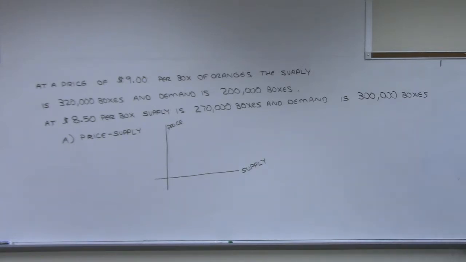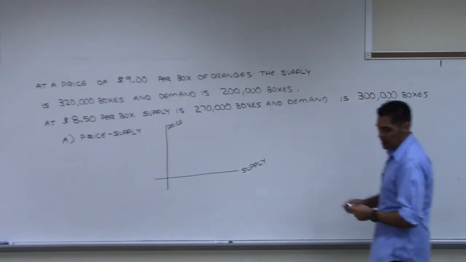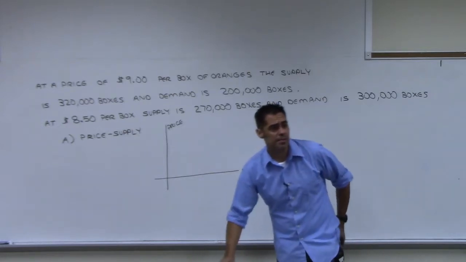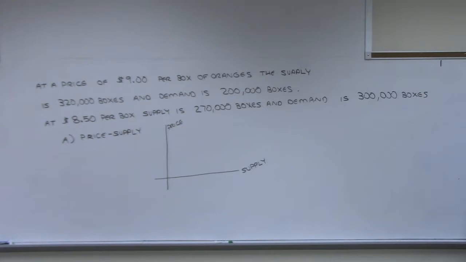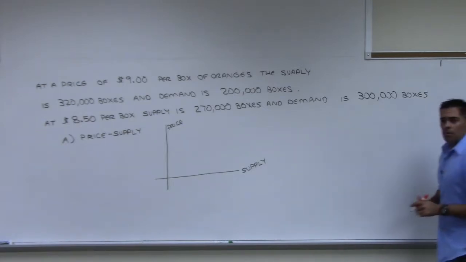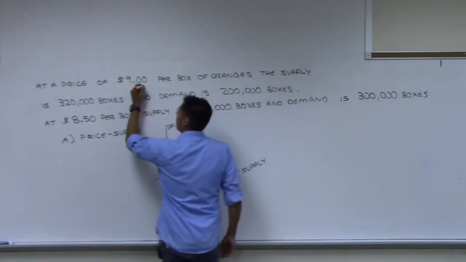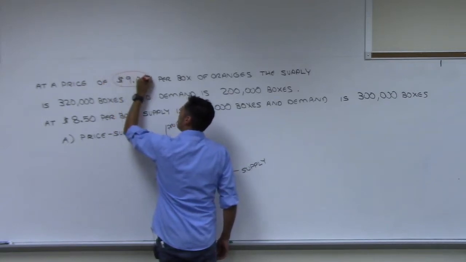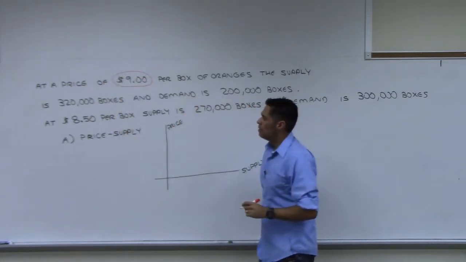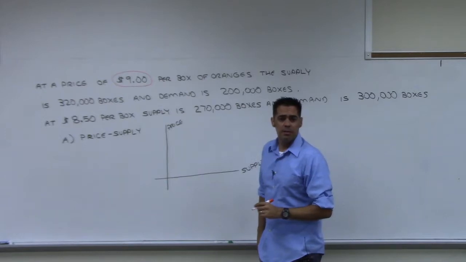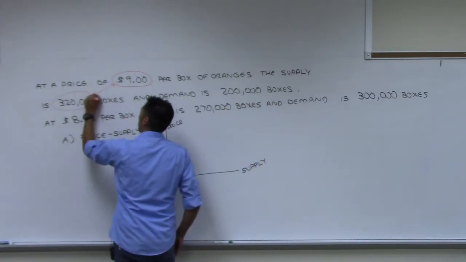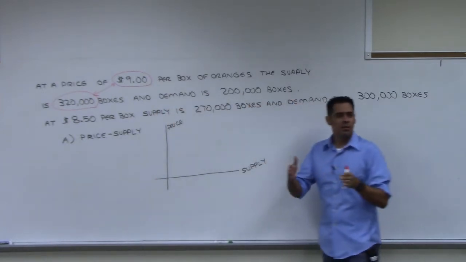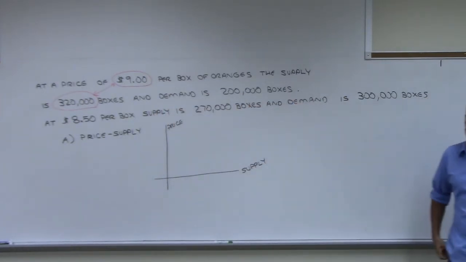So let's talk about price and supply. Is there anything you can tell me about price and supply? Give me some relationships. Anything you know about this from this word problem? We're talking about supply here. When it's $9, right? At $9, the supply is 320,000. Right? This is a relationship we have here. At $9, we have 320,000.